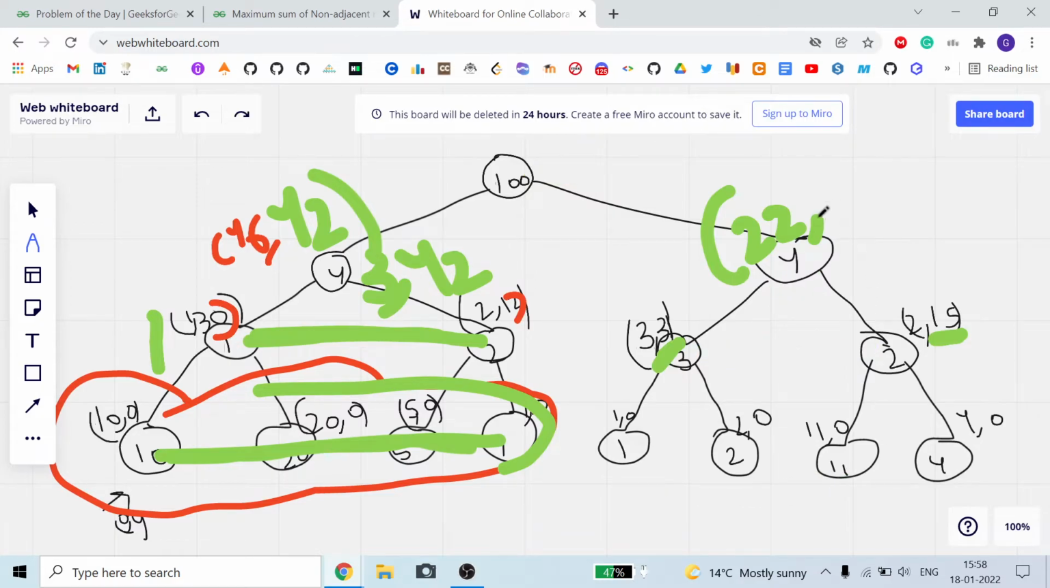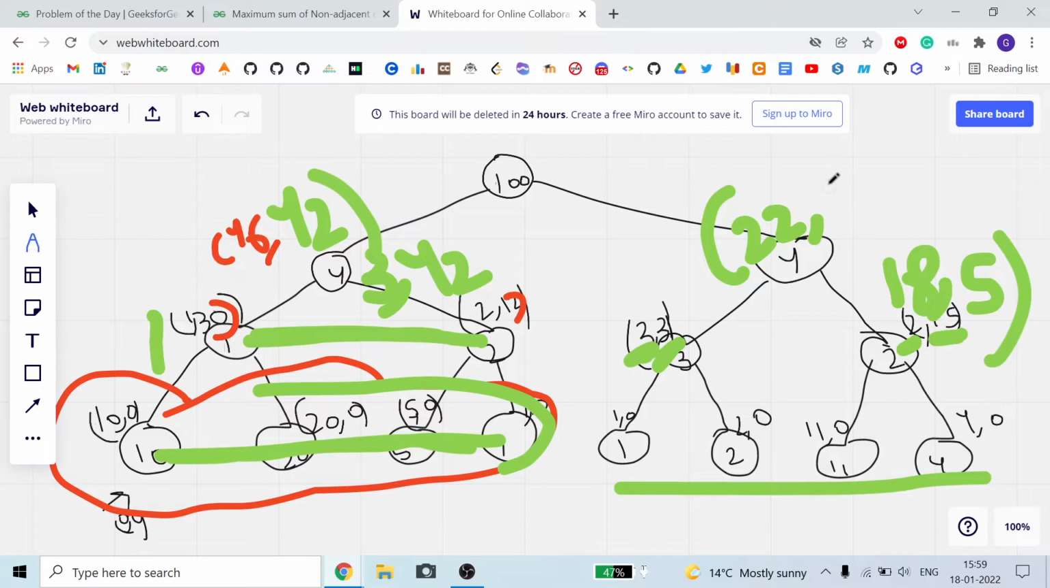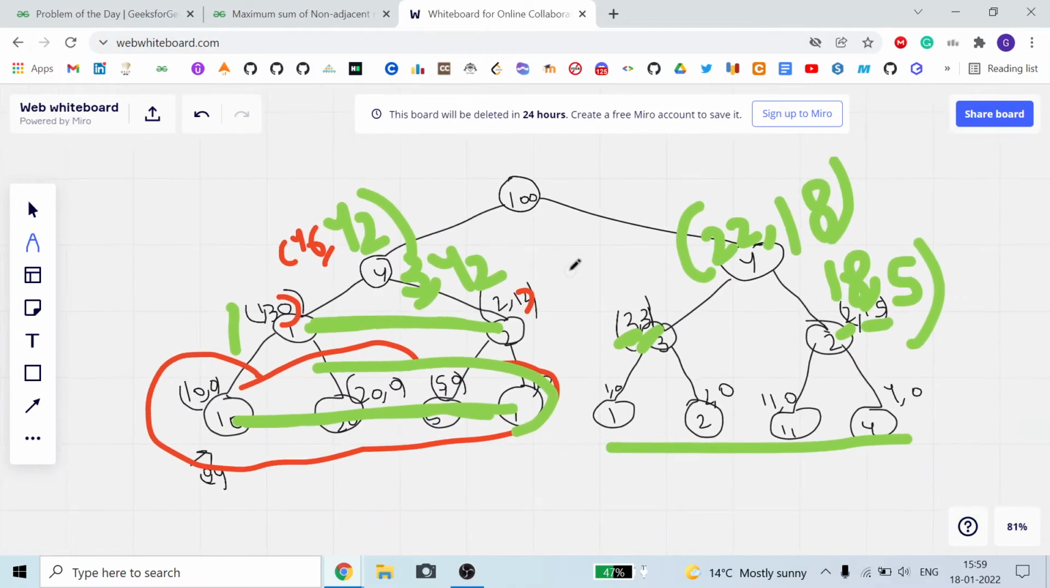Okay, so we will return the maximum of this level and this level. Maximum of this level sum is equal to 15 plus 3, which is equal to 18, and the sum of this level is equal to 2 plus 3, which is equal to 5. The sum of this and this. So we will return 18 here.